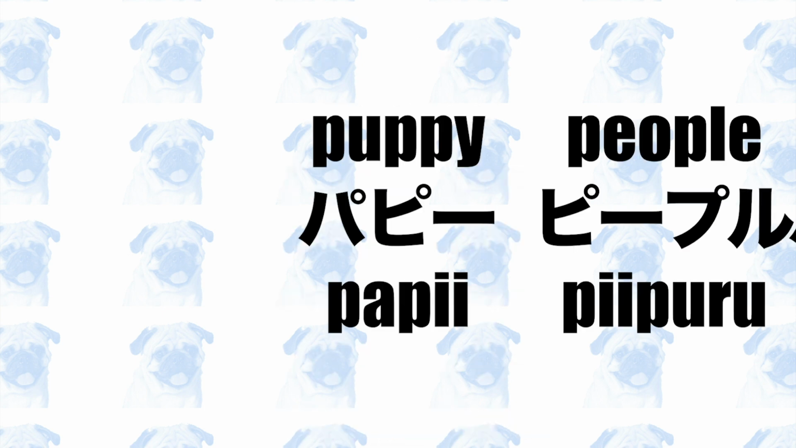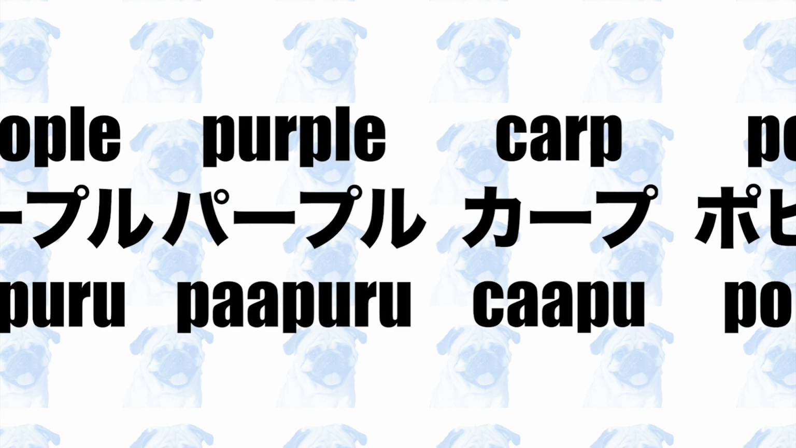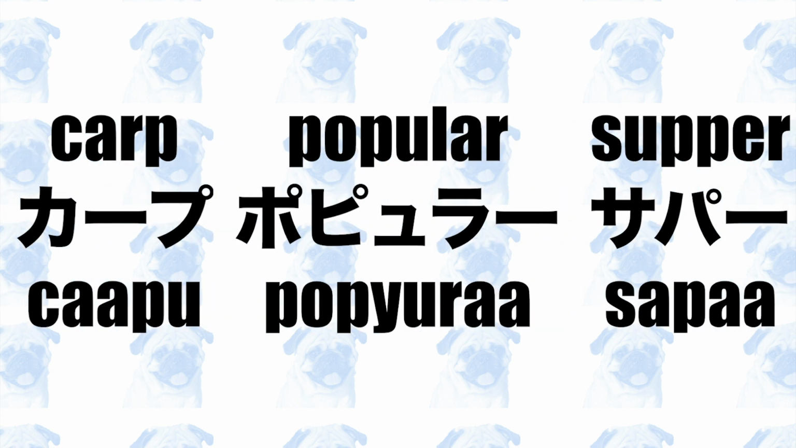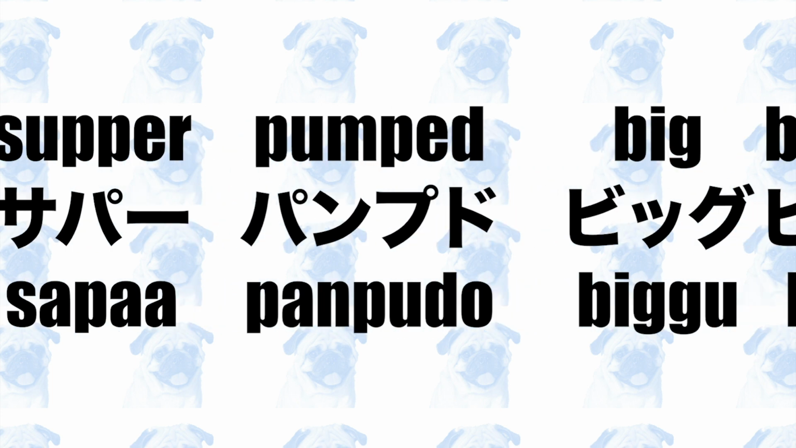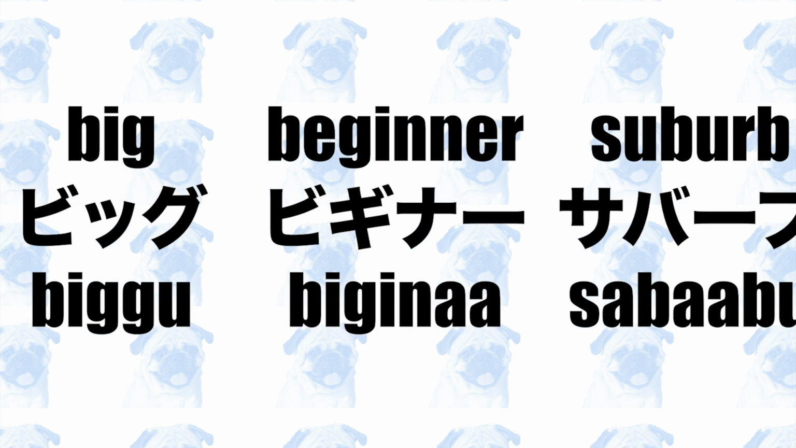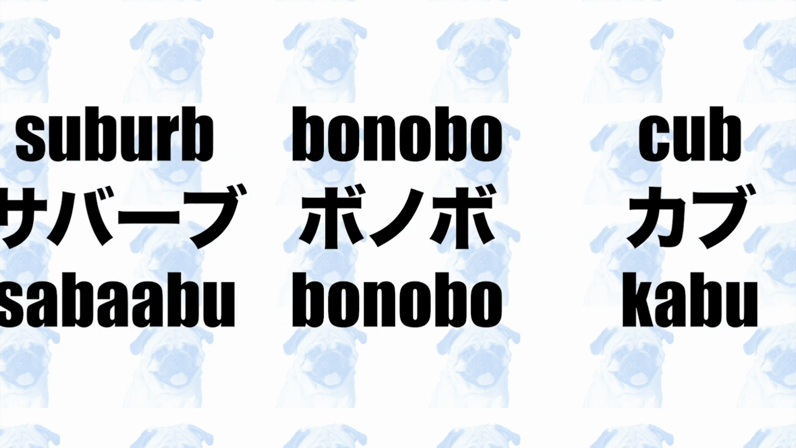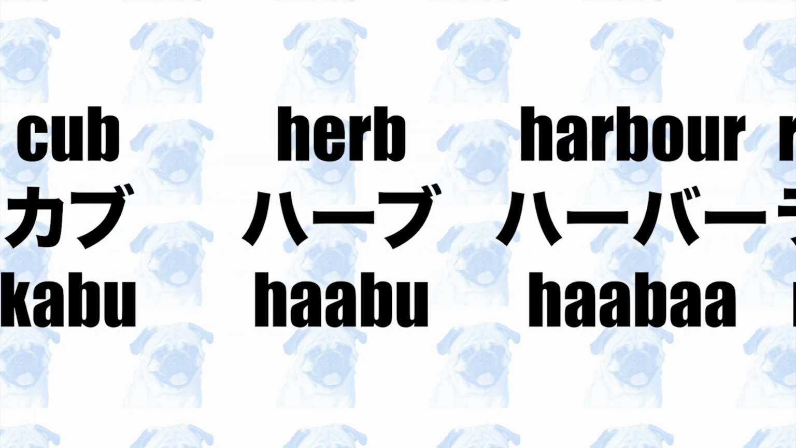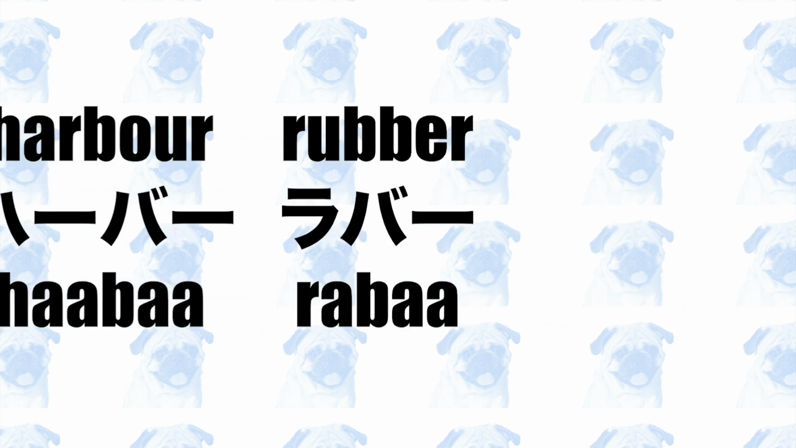Have a listen to the following example words. Papi, people, purple, carp, popular, supper, pumped, big, beginner, suburb, bonobo, cub, herb, harbor, rubber.